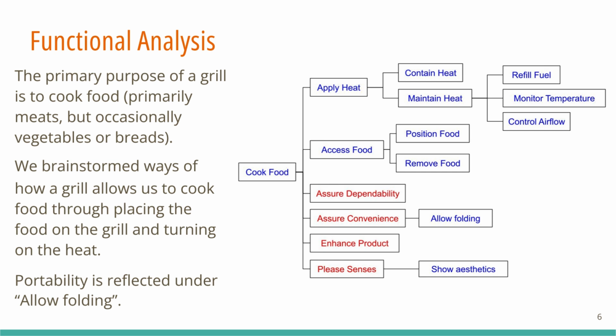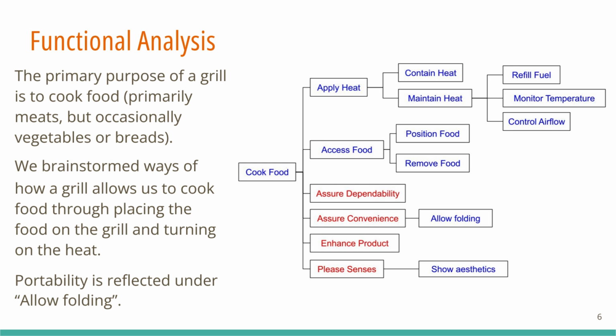The FAST diagram we created for this portable grill is shown here. Obviously, the primary function of a grill is to cook food, which is reflected by the main task on the left-hand side of the diagram. The two main sub-functions of the grill are to apply heat to cook the food, which involves containing the heat and maintaining the heat level.